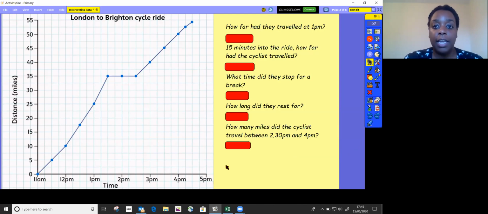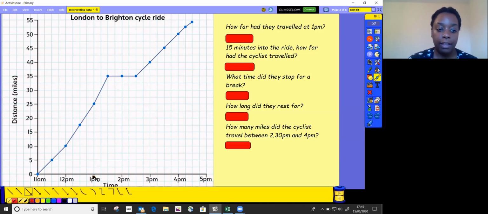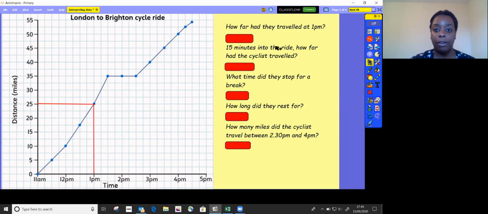So the first question is, how far had they traveled at 1 p.m.? So what we need to do, I'm going to use my little arrow here. So from 1 p.m., I'm going to go up until I hit my line graph, which is there. And I'm going to go across from that point to find where it hits my miles. So I can see that it is 25 miles. So at 1 o'clock, they traveled 25 miles.